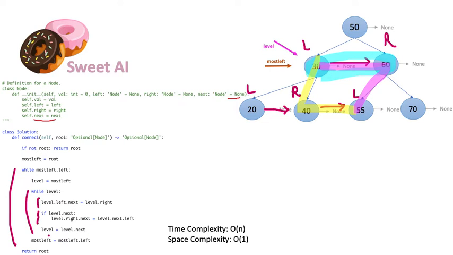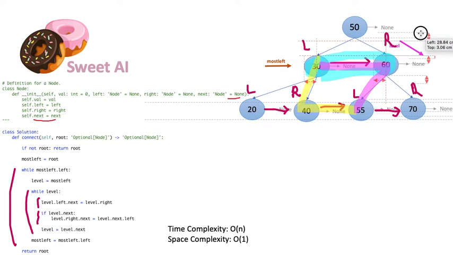And after making that connection, we're going to move the level pointer to the next node, which is here, right? And then we are going to see while level, so this is level, it's not none, so level.left.next is going to point to level.right, right? And then we are going to check if level.next exists, so it's none, so we are not going through this if condition. And then we are going to move the level to the next one, right?